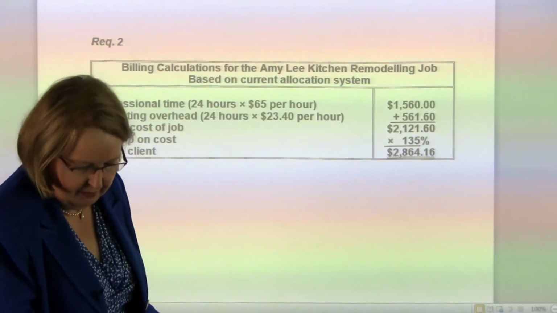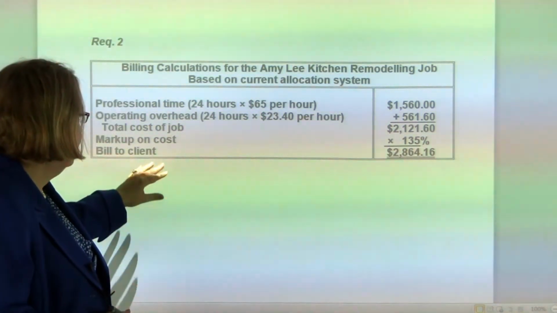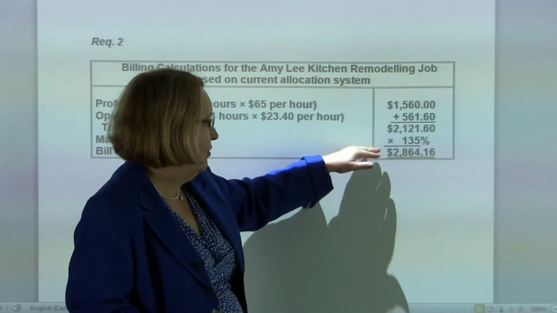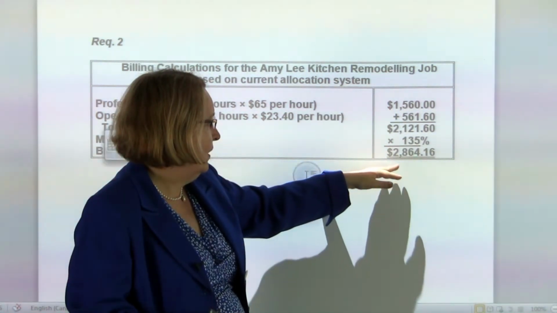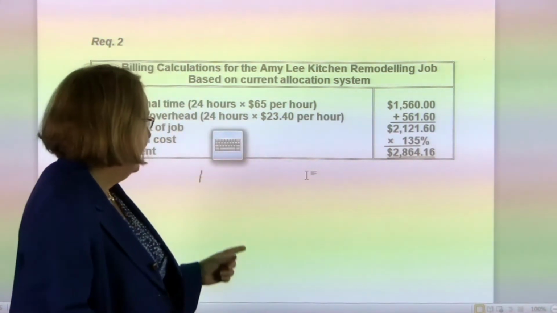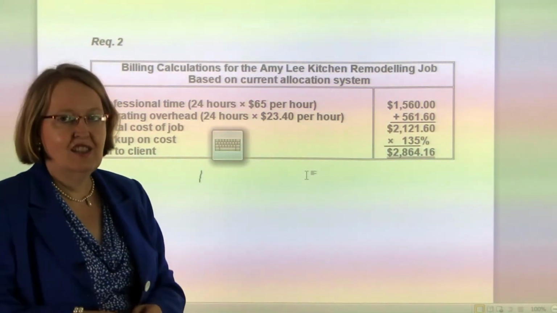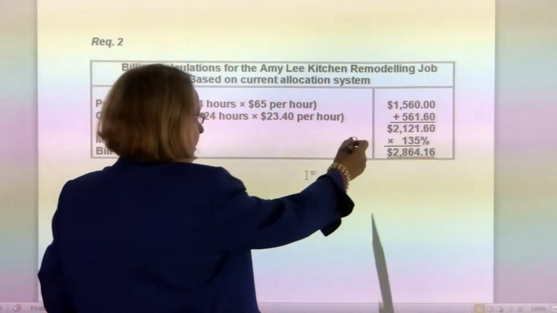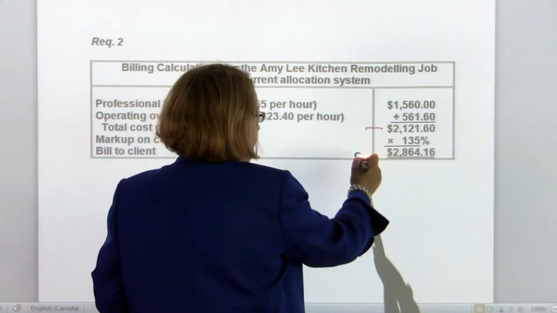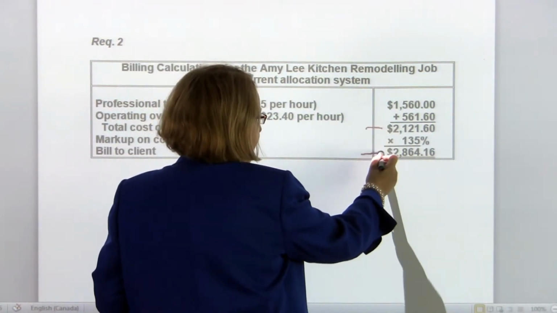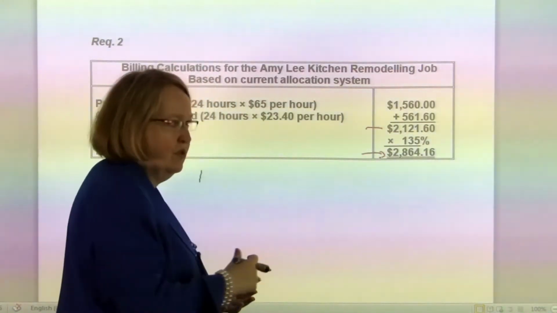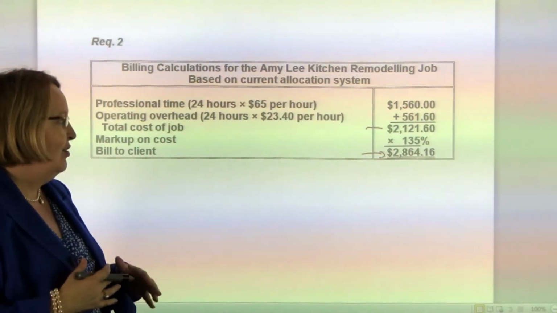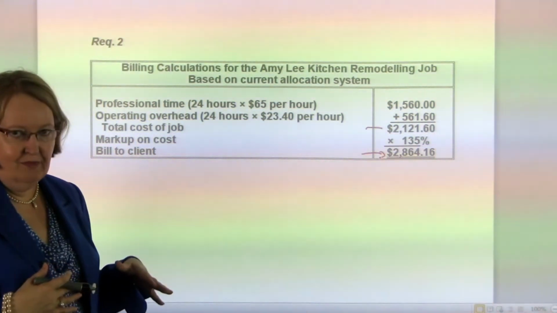Now, if you're having a markup for this client of 35%, what you're doing here then is you're taking your cost and you're increasing it by 35% to come up with $2,864. So it's really important to get this number correct, because your revenue is impacted by the cost, because you're using cost plus. So you better make sure that you've identified the correct cost.